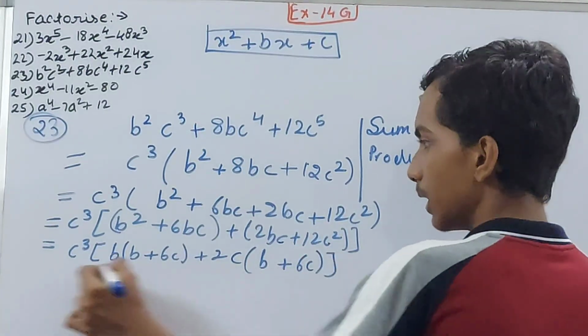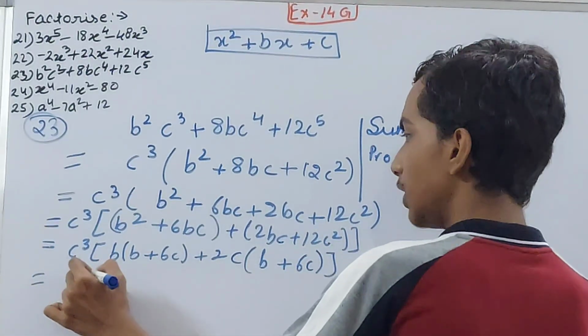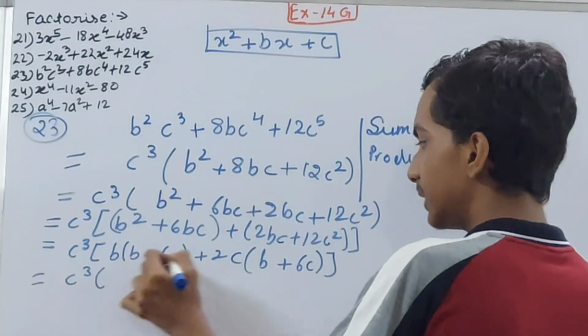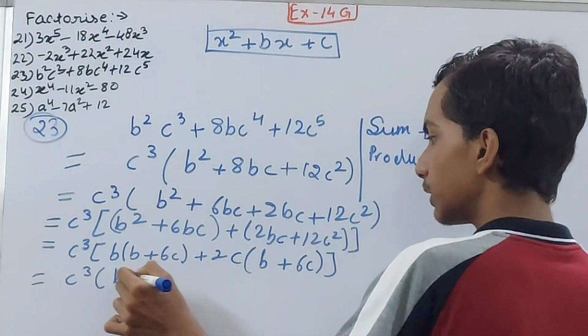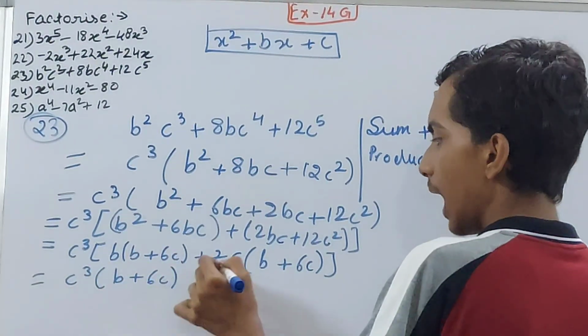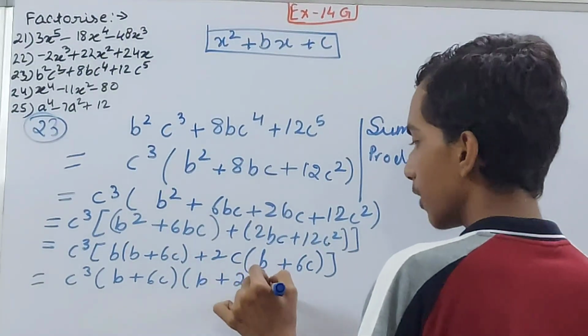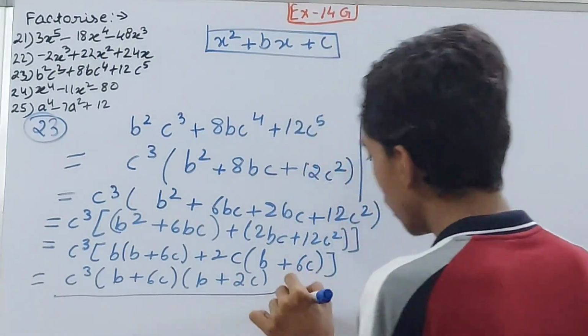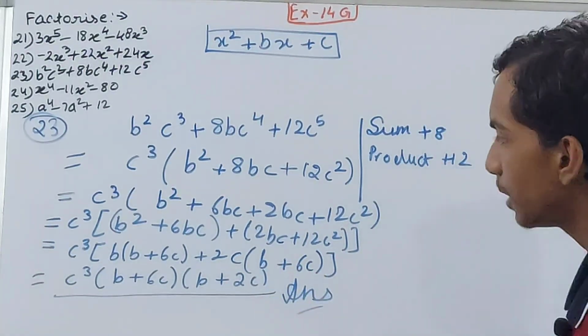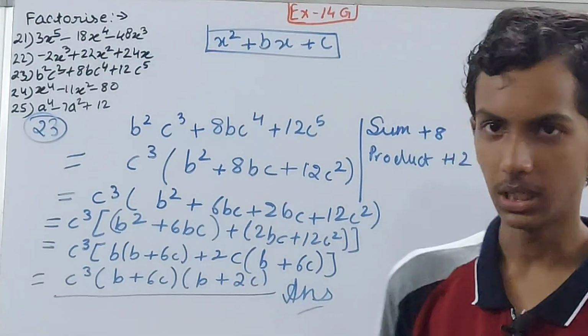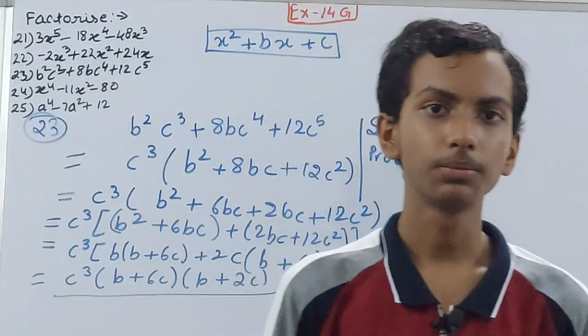Okay, close it. So you can group this further, c cube. Now b plus 6c is coming in both, so you can take this out common, and b plus 2c is also going to be left out after taking common, so you write that down as well. This is your answer, c cube into b plus c into b plus 2c. Now let us move on to the next question.